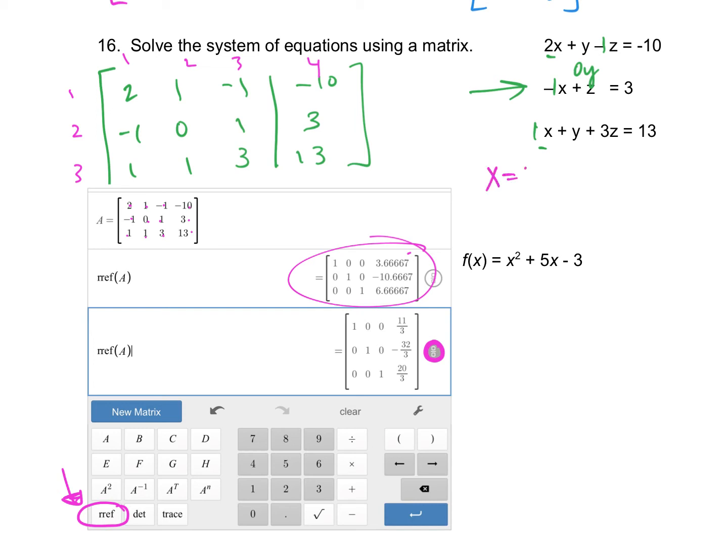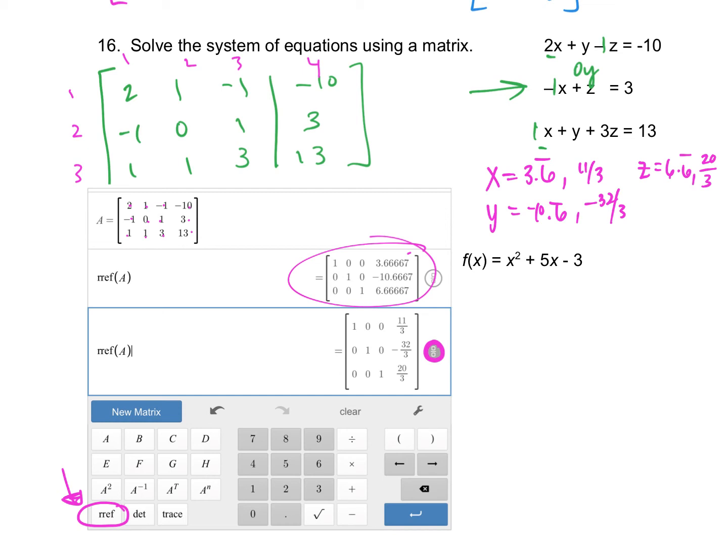So X is 3.6 repeating, or 11 over 3. Y is -10.6 repeating, or -32 over 3. And Z is 6.6 repeating, or 20/3. So any of those would be an accurate way to represent this, depending on how they are asking.